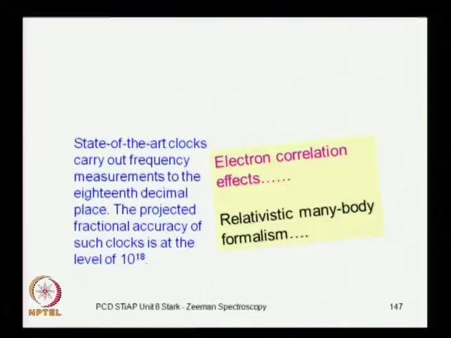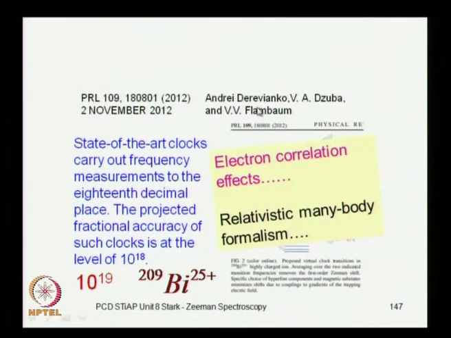The projected accuracy is about 10 to the 18 at the current level, but only a few days ago a paper came out in which an accuracy of 10 to the 19 is projected. You can imagine how hard it would be to raise the accuracy by even one order. This paper came out just a few days ago in PRL by Derevianko and his collaborators Safronova and Flambaum, and they found that if they take highly charged ions like bismuth ionized 25 times, they predicted an accuracy of 10 to the 19. And what is the age of the universe?